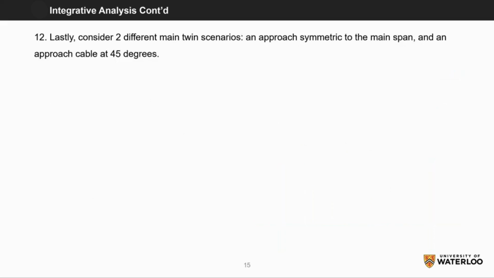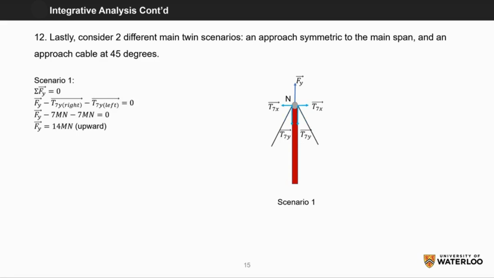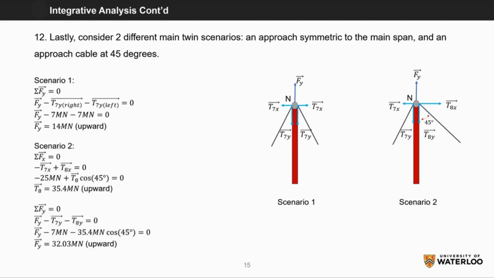Lastly, consider two different main tower scenarios: an approach symmetric to the main span and an approach cable at 45 degrees. In the first scenario, we have both tension forces on either side at the same angle we calculated previously. Let's look at their components and solve for Fy of the tower, which is found to be 14 meganewtons upward. For the second scenario, one of the angles is the same but the other is at 45 degrees. Taking the components into consideration, we'll solve for both T8 and Fy, which are found to be 35.4 meganewtons and 32.04 meganewtons respectively.